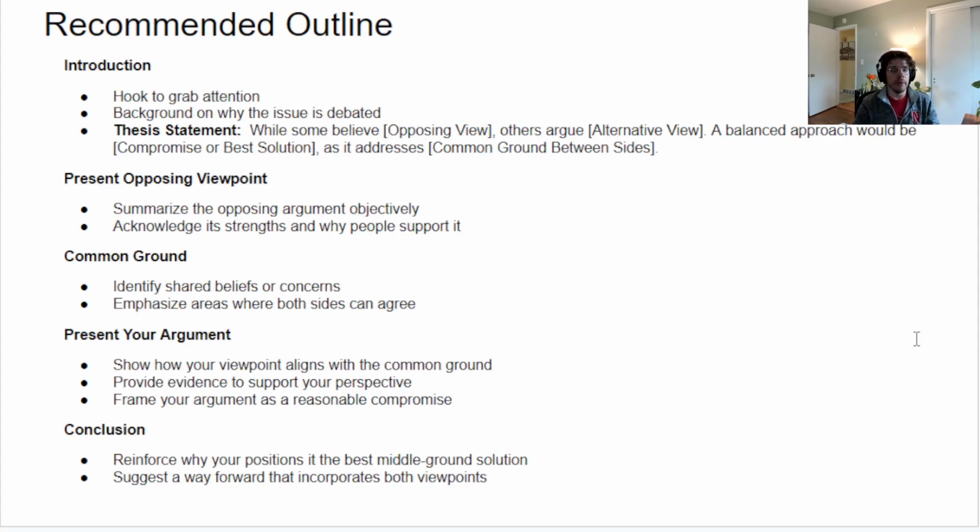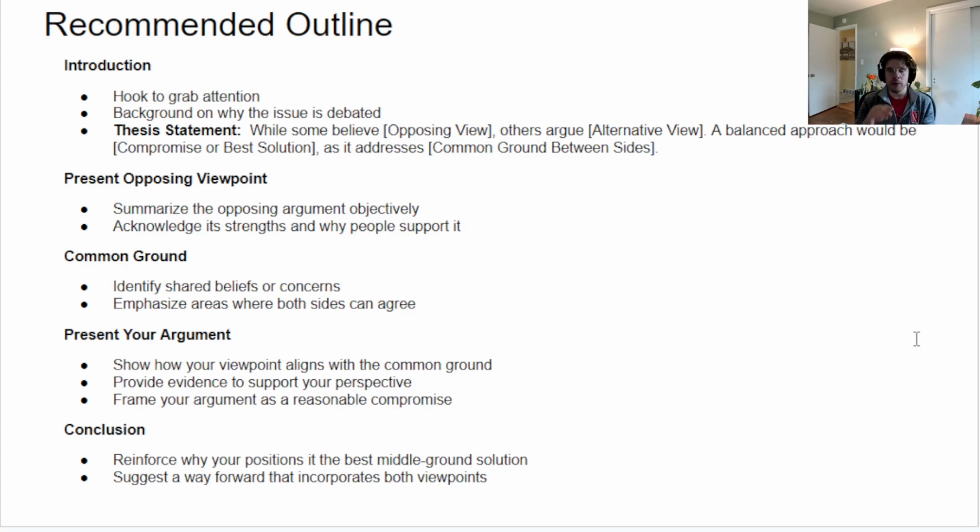When it comes to presenting opposing viewpoints, you always want to start with the opposing viewpoint. The reason that we do this is because we want to present our argument last. We want to show and kind of hammer home and have in our readers' minds our argument is the last thing that they read. So when we start with presenting this opposing viewpoint, you summarize the opposing argument objectively. Key word here, objectively. It is hard sometimes to look at something and not have bias, right? We want to be objective.